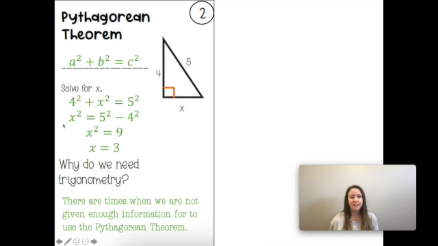So to get x by itself, I'm going to subtract 4 squared. 25 minus 16 is 9. I take the square root and I get 3. But sometimes we need trig because we're not given enough information to always use the Pythagorean theorem.